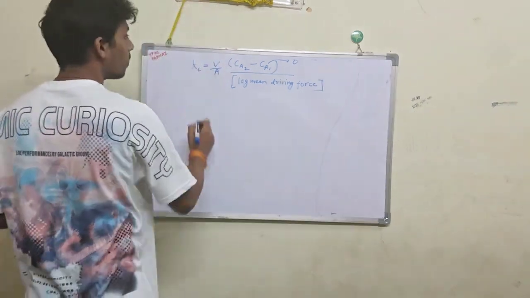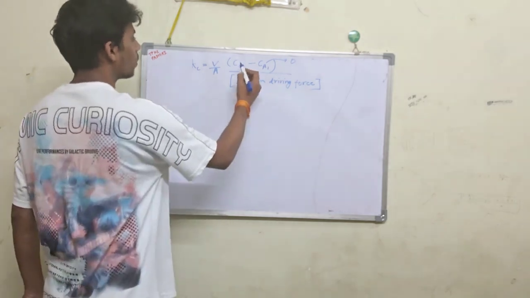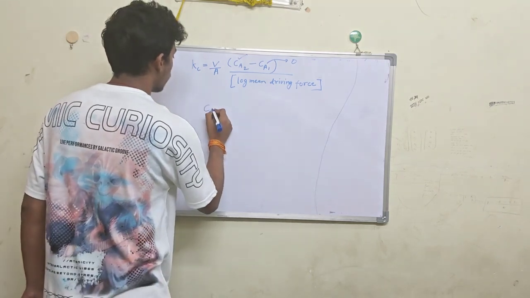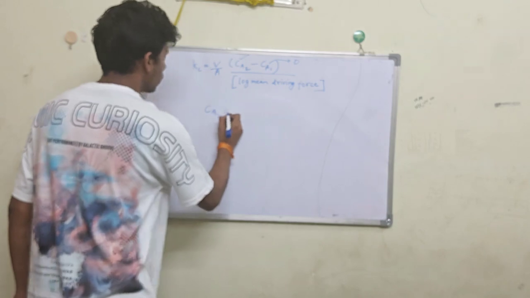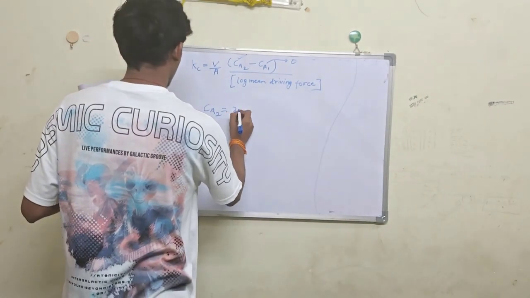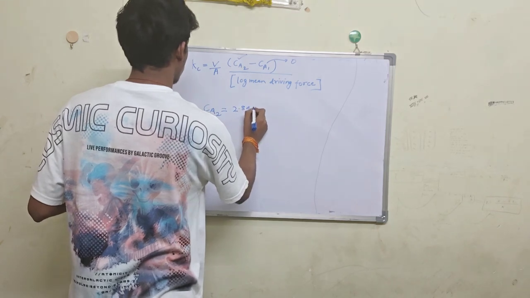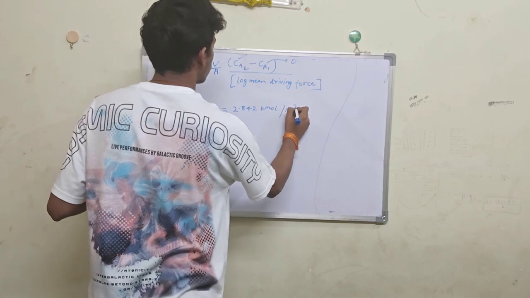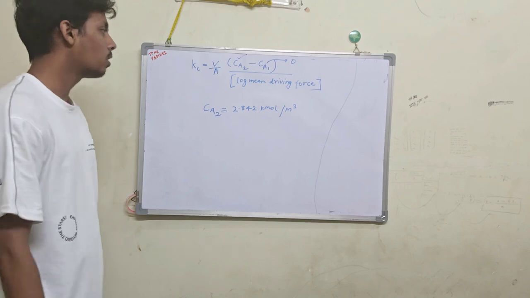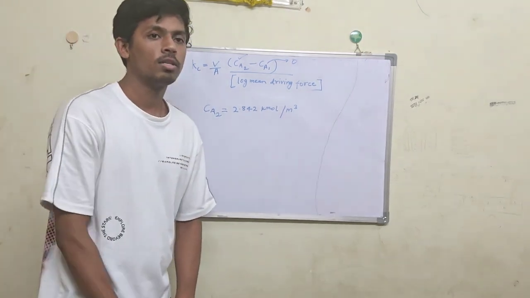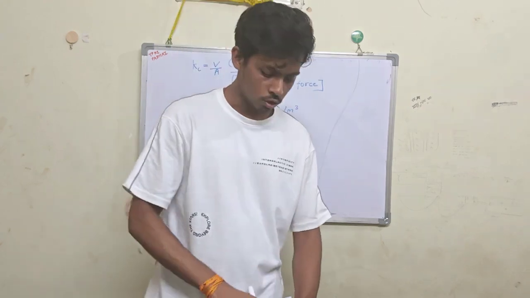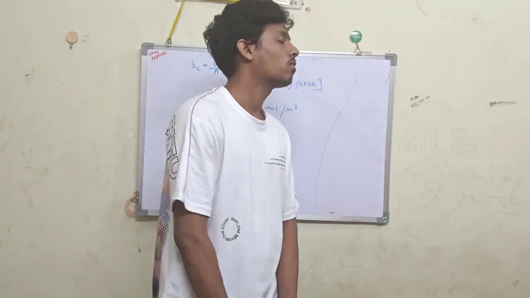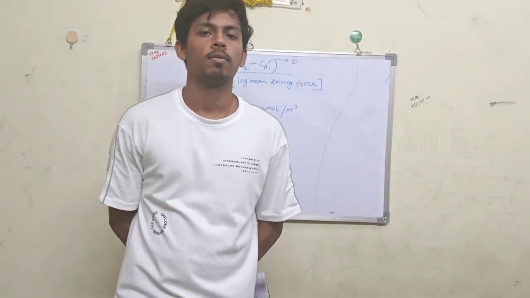And A we have already calculated, so we can calculate the exit concentration. So I'm directly writing the answer so that you can match. 2.842 kilomole per meter cube. This is the exit concentration that you should get. So with this, the topic of estimating mass transfer coefficient in a packed bed column ends. Thank you very much.